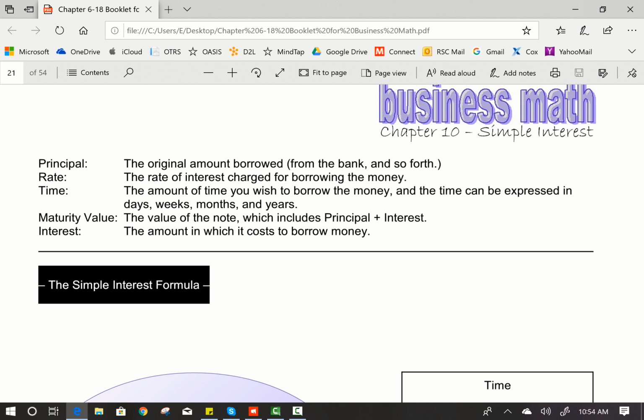So at the end of its maturity date, the original amount that you borrowed, which is the principal, plus the interest that you paid for that period of time, will be added to your principal, and the maturity value is the complete or the total payment that you make to perhaps a financial institution. The interest is the amount it costs to borrow the money.